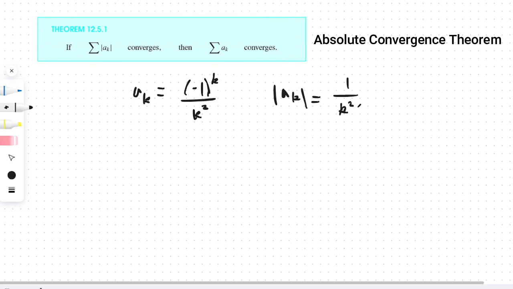And look, this is going to converge, and also this one will converge too, because this is the p-series test here, and for this one we can either use the alternating series test, or after we prove this theorem, you can also use the absolute convergence test.